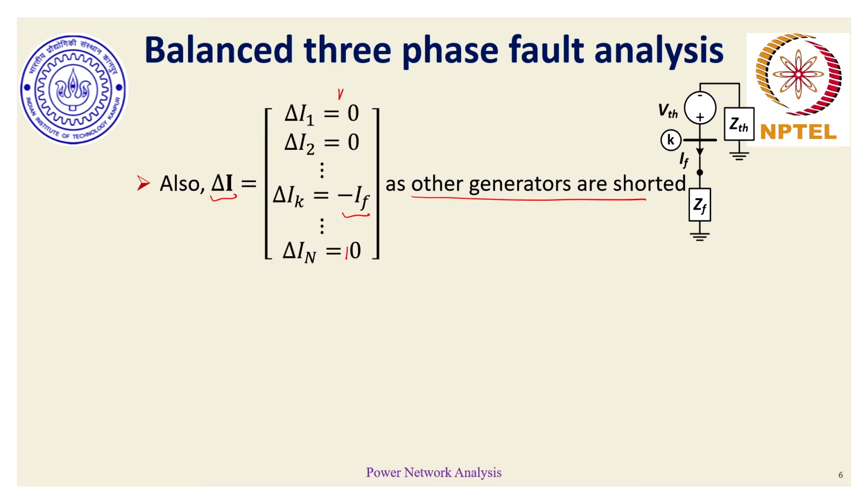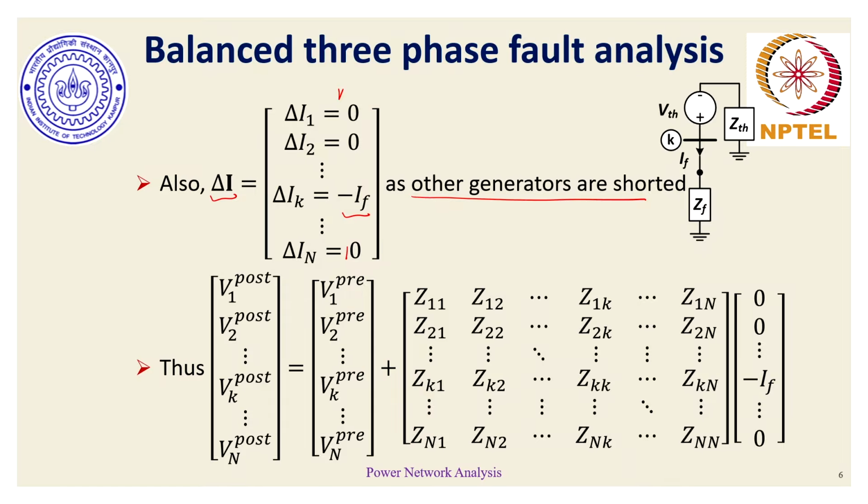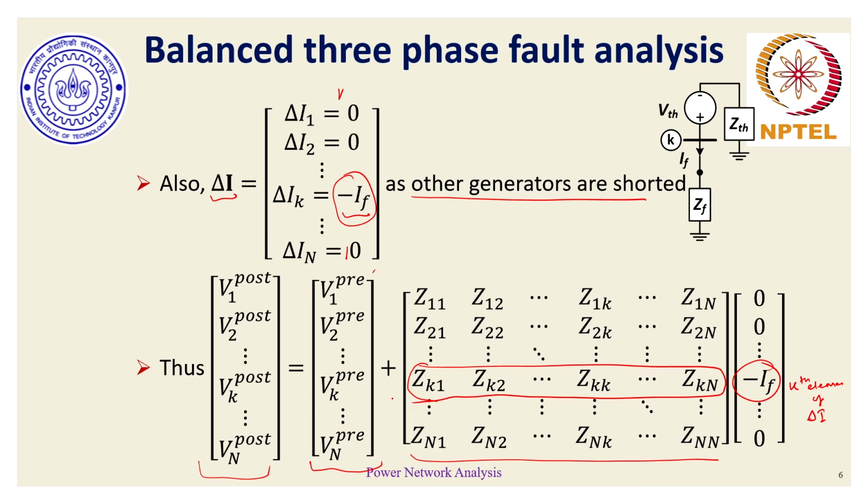Now if we substitute this delta Ik non-zero element, which is minus delta IF at the kth position, the kth element of delta I, and put in our V post voltage, which is an n cross 1 vector, in terms of the n cross 1 pre-fault voltage and the n cross n Z bus matrix that we have, what we would see is that all post-fault voltages would only depend on the actual pre-fault voltages and the kth column of the Z bus matrix, because since all currents here are zero except for the kth element, these elements' contributions won't come.